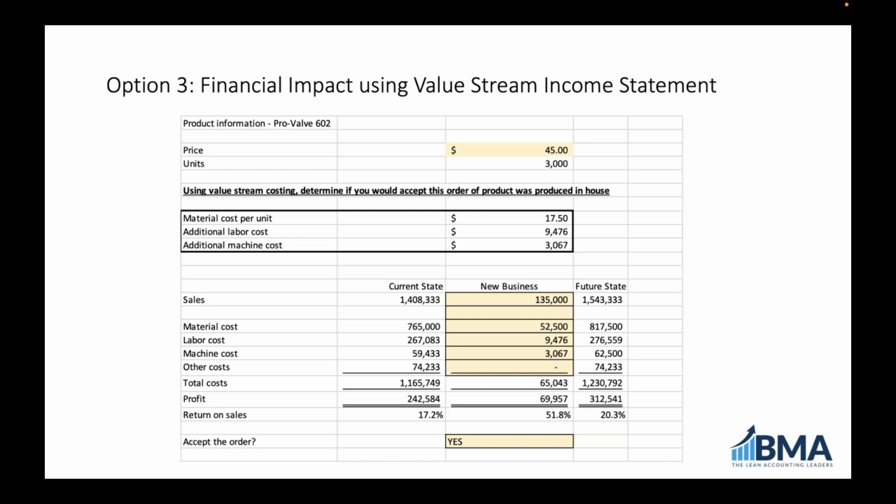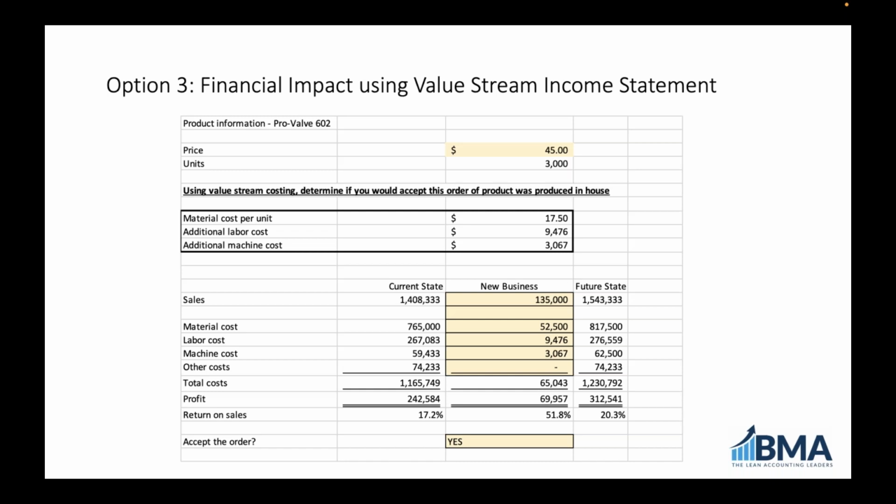You have the current state that you see on the left. The middle column is the total incremental change if we accept this order and we don't have the capacity, which means we have to hire more people. It was hiring more people and buying another machine in order to produce this product. So you can see the incremental costs.